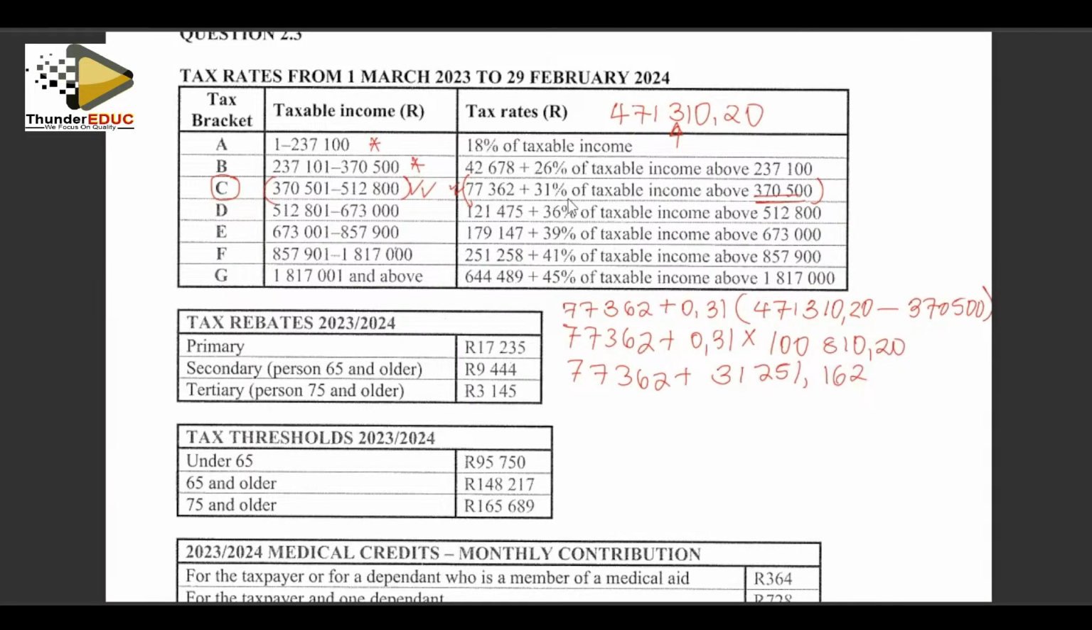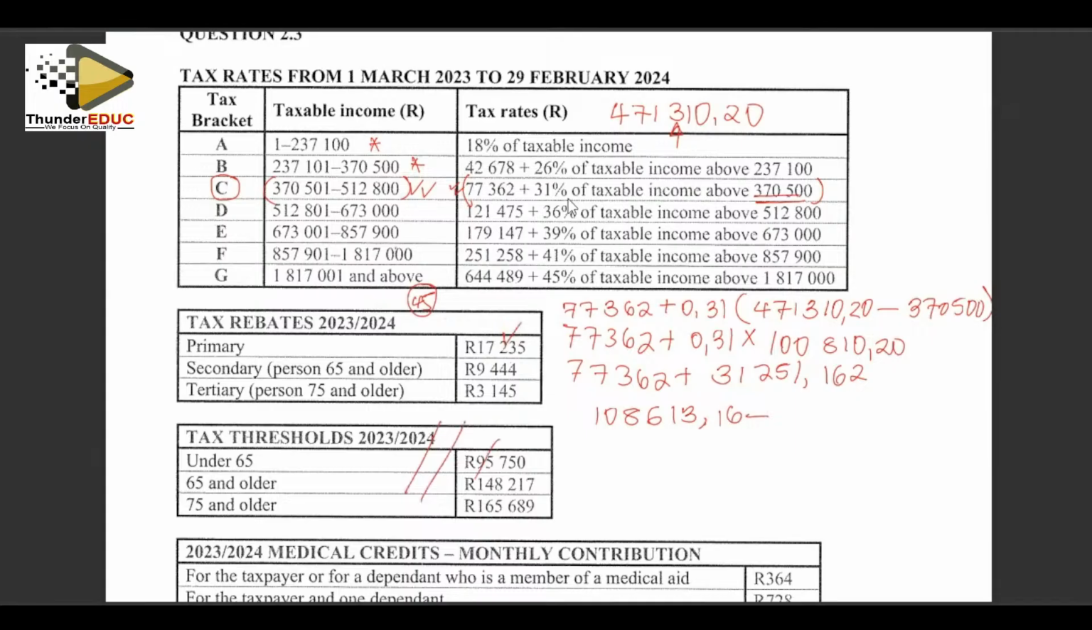So we add on this much. So we have 108,613 rands 16 cents. At this moment, we look at the rebate, so we subtract the rebate. Remember, the person was 45 years of age. The person only qualifies for the primary rebate.